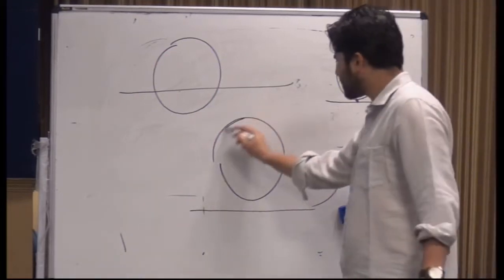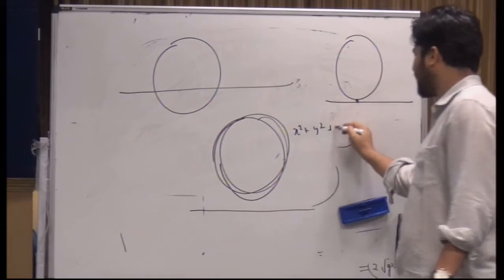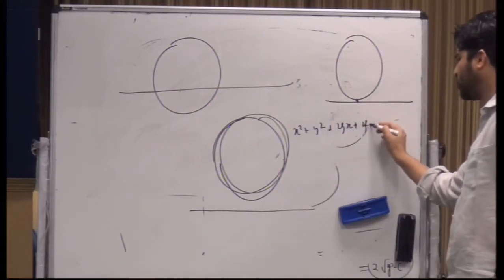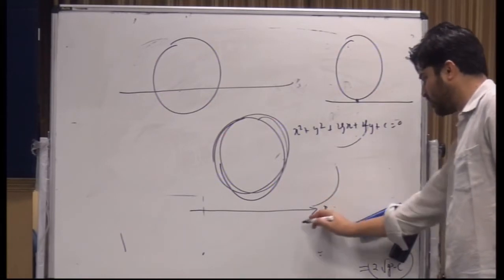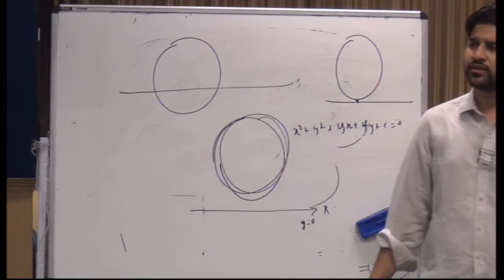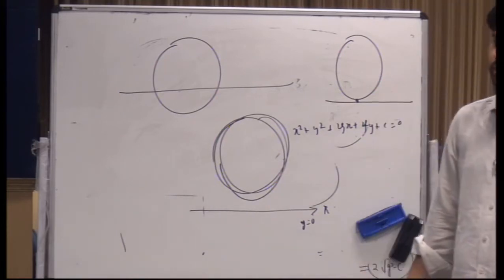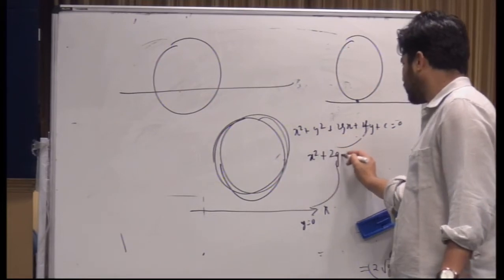So if you have this circle, x square plus y square plus 2gx plus 2fy plus c is equal to 0, and this line is the x-axis, which means y is equal to 0. What is the interaction between them? They are not at all touching each other. So if I put y is equal to 0, what quadratic equation did I get?